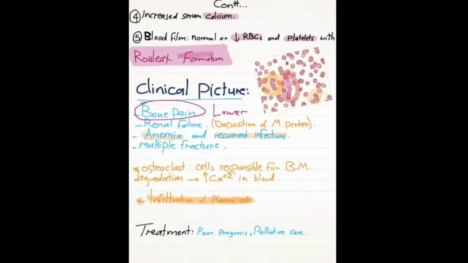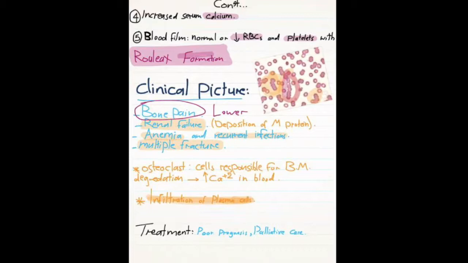And also we will see that the patient will suffer from multiple fractures, especially of the radius. And finally we'll see renal failure, in which we will have decreased GFR. And why is that? Because of the deposition of the M protein, as we talked about before, in the nephron or the kidney cells.